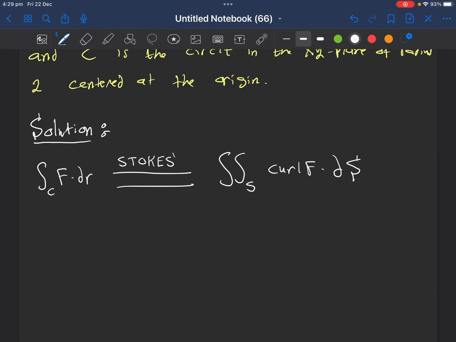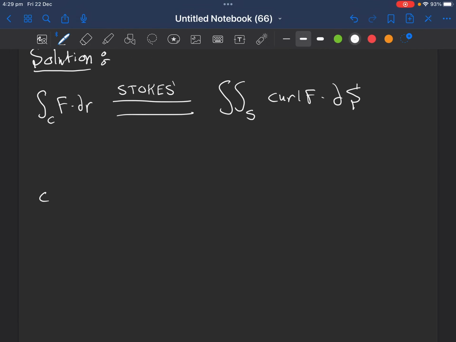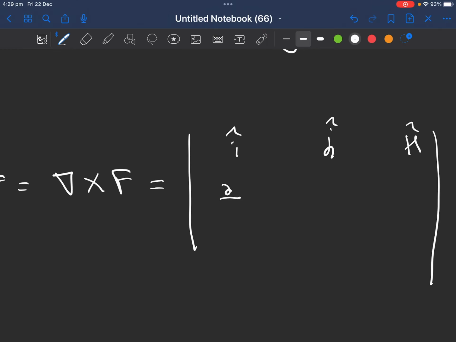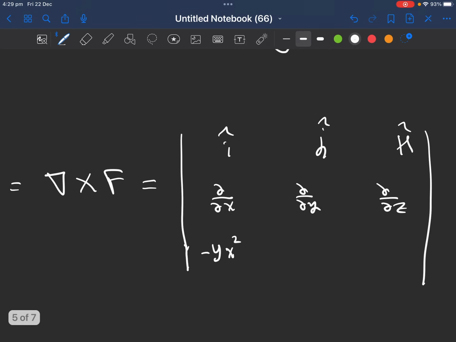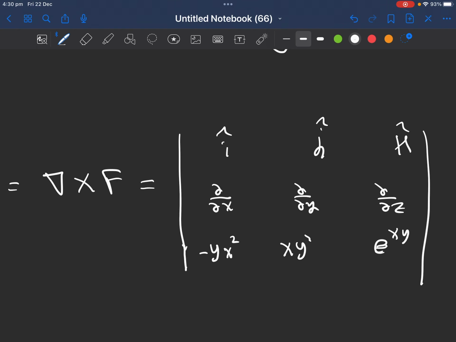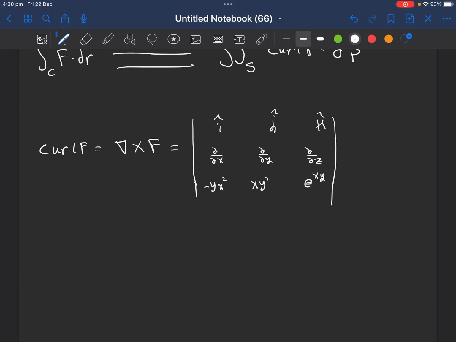So let's do the curl of F. The curl of F will be just the gradient cross product with F, and if we do it as a determinant, this is i, j, k, and here I have partial x, partial y, partial z, and in the last row I have to write the function itself, so it will be minus y e^(xy), x y squared, and e^(xy). And now we just need to find this determinant.